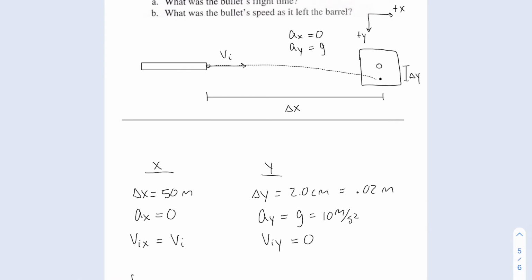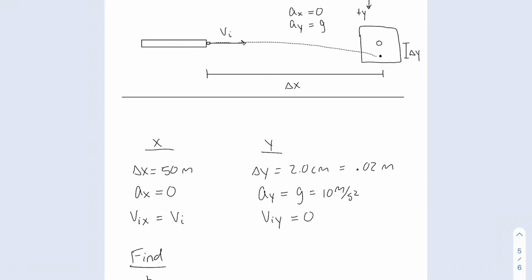So we want to find two things. We want to find the bullet's flight time, so that's time, and that's for part A. And we want to find the initial velocity, v initial, which again is equal to the horizontal velocity. They're the same number. Okay, so let's pick an equation that has the thing in it that we're trying to find. And it might not be clear which direction to start with here. So just go ahead and pick one. And you might get stuck if you pick the wrong one, and that's okay. You might need to use it later.